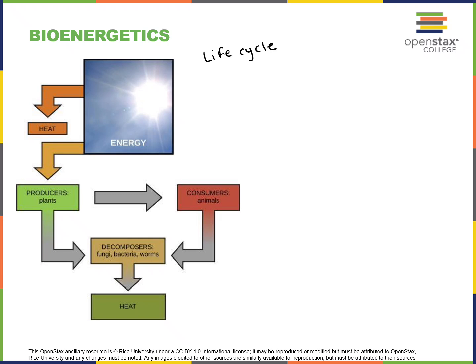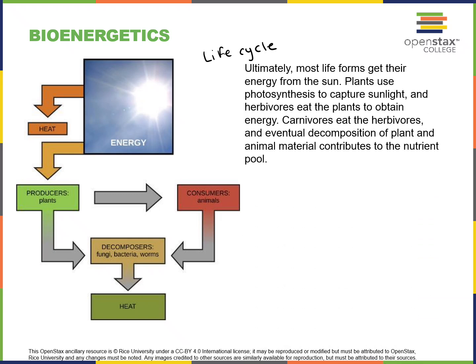And we'll talk about different levels of producers and consumers a little bit later on in the course. But for now, what you need to know is that ultimately, most life forms will get their energy from the sun. Herbivores will eat those plants, carnivores will eat those herbivores, and then eventually decomposers like fungus, bacteria, worms will eat us all and recontribute to the cycle.